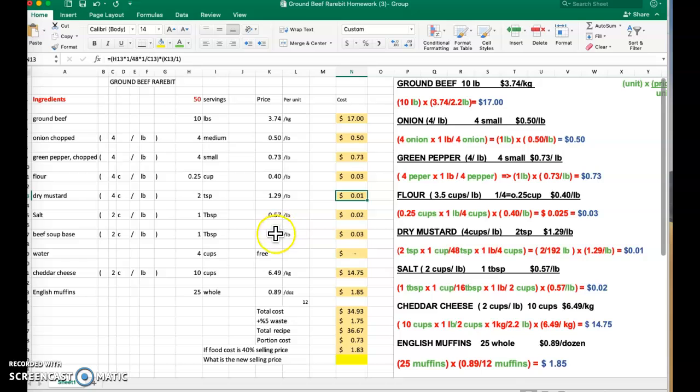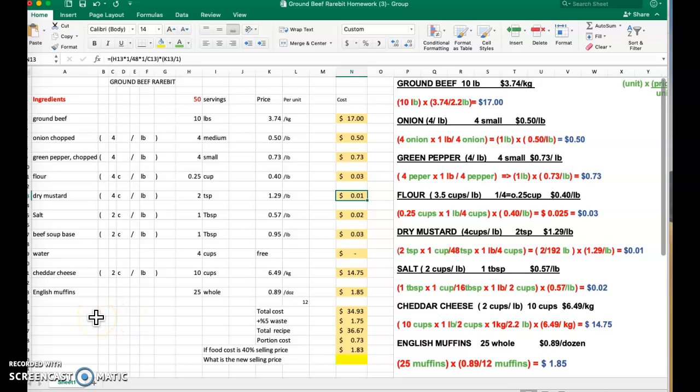I need to find the unit in pounds. Here they give a tablespoon, so I have to calculate here. We know that 1 cup equals 16 tablespoons. So like that, I can find cups and pounds, as they say here: 2 cups equals a pound. So for water, it's free. I didn't have to calculate, just put 0 here.